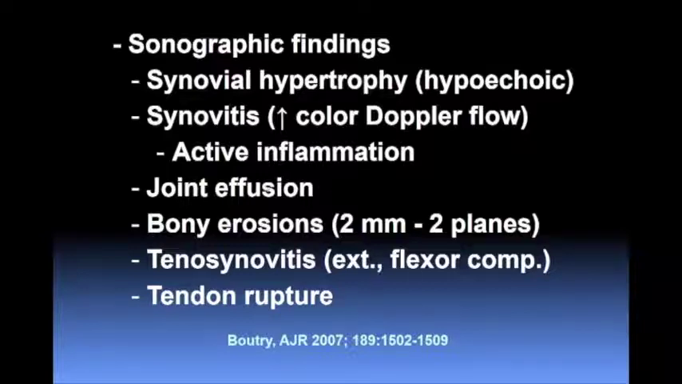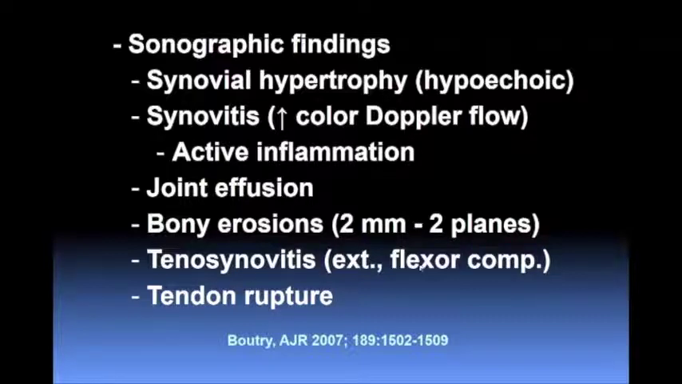John Jacobson published a nice article, reporting a fairly high false positive, false negative rate because of how difficult it can be. In the rheumatology literature, they usually say 2 millimeter erosion in 2 planes, you can make the diagnosis.